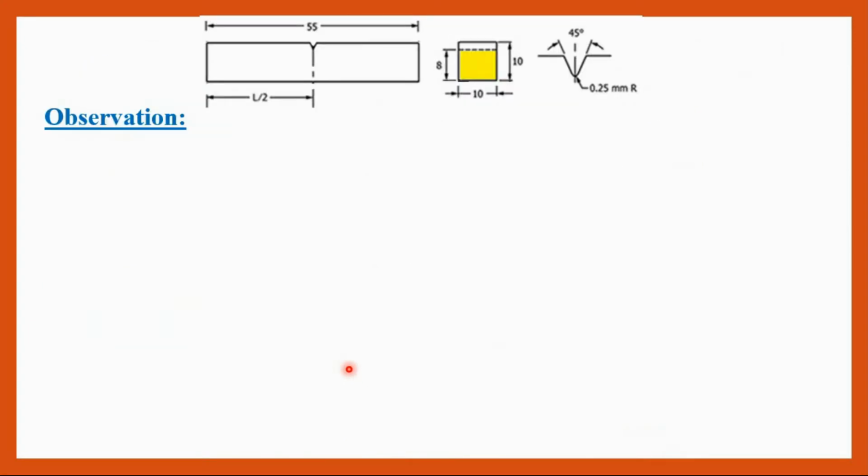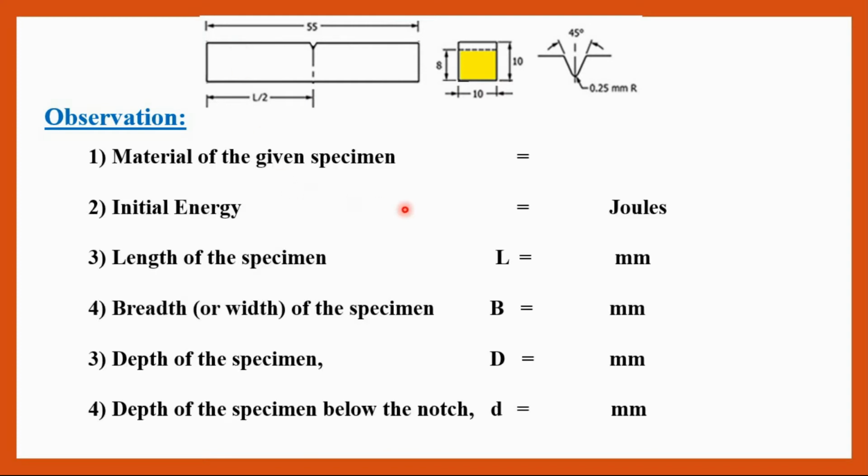Now, I will move on to the observations. We have the specimen like this, and the first one is the material of the given specimen. So, we are using mild steel. The initial energy is 300 joules, and the length of the specimen is 55 mm, meaning the overall length of the specimen is 55 mm, and the notch will be at a distance L by 2, nothing but 55 by 2, it is at the middle.